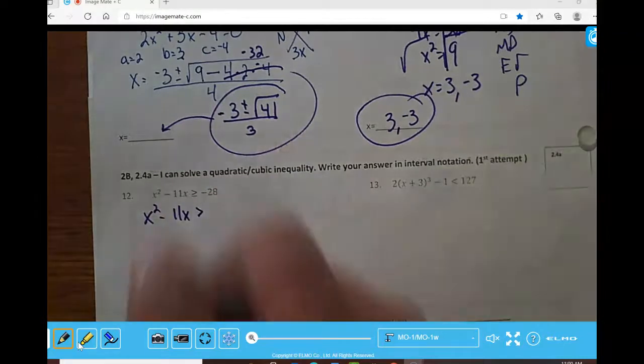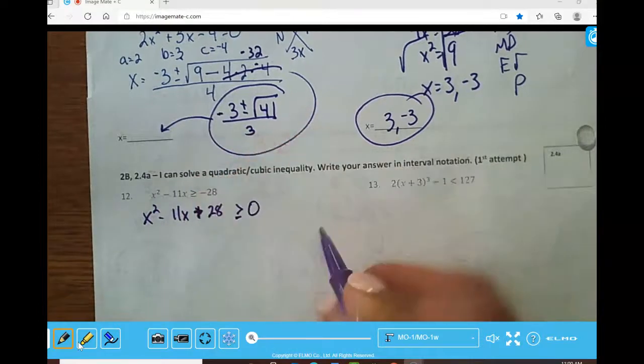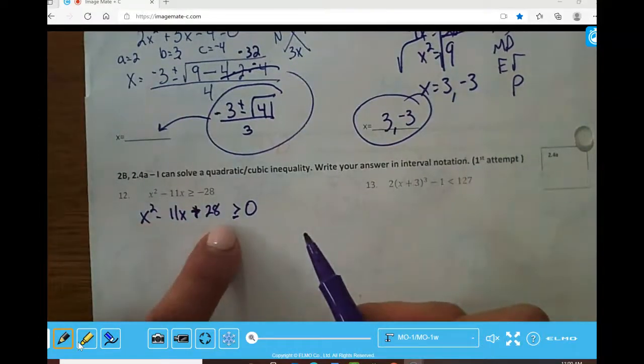Whoops. Sorry, not paying attention. That should be plus 28 with my inequality now. And I'll look for a GCF, which there is not one.